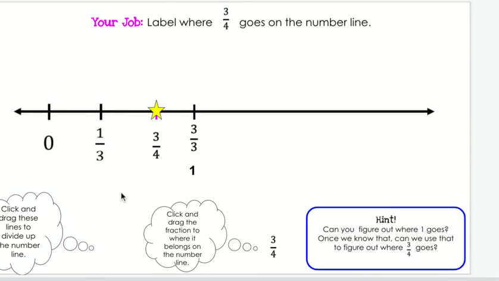So if I look at my number line now, I just have one whole. Okay, I have my 0. I have 1/3, which was what I started with. And then I plotted 3/4 on my number line.